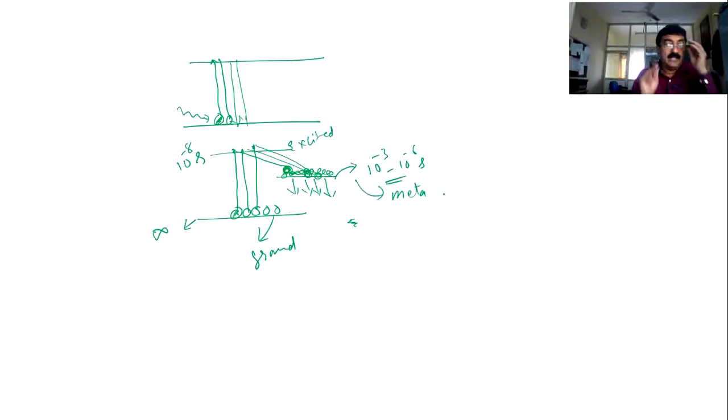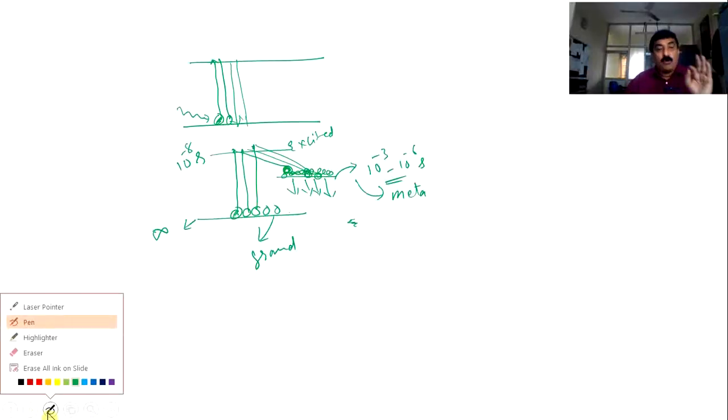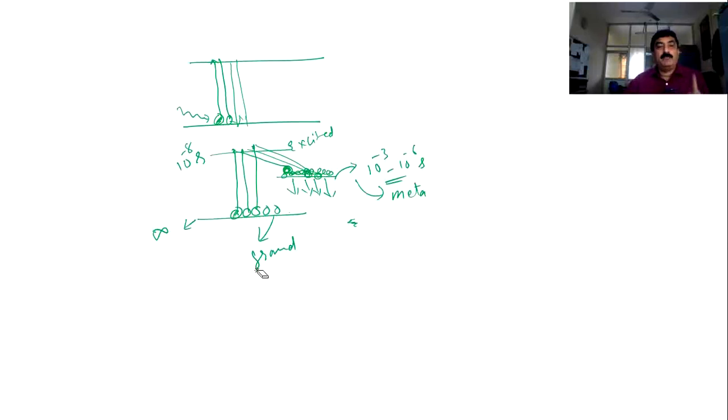This level has a life of about 10 power minus 3 to 10 power minus 6 second. This level has a life of 10 power minus 8 second. This level, of course, infinity. This level is called the ground level. This is the excited level, and of course this is the metastable level. And for lasing action, the metastable level is important and very necessary. So Einstein's theory gives us one important piece of information. What? For lasing action, you should have a metastable state. That is one of the main requirements for the lasing action.